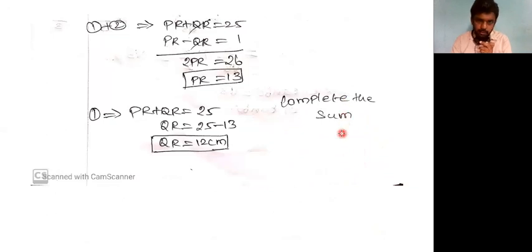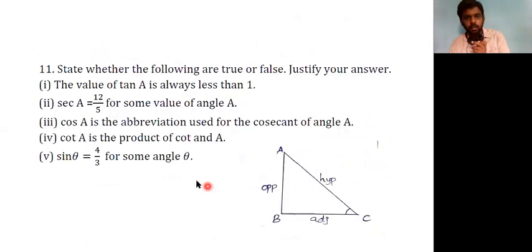Complete the sum with the triangle. 11th question. State whether the following are true or false. Justify your answer. The value of tan A is always less than 1. So the value of tan A, should it be always less than 1? We'll check. So let this be angle A. So opposite is this one, adjacent is this one.